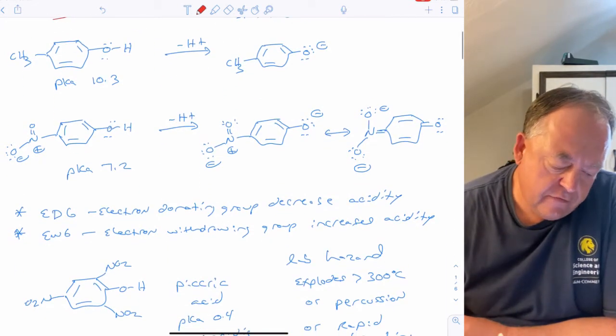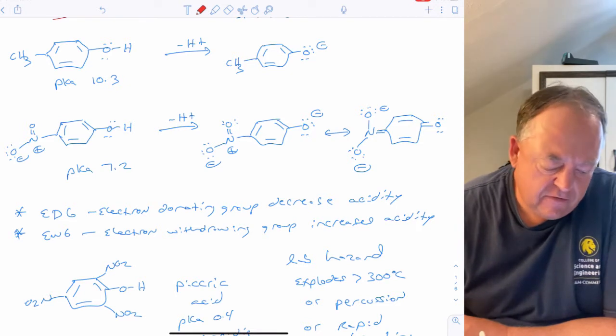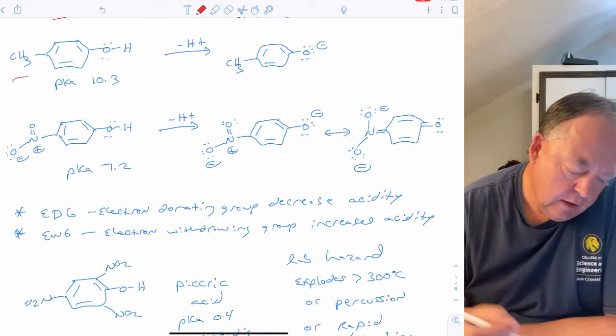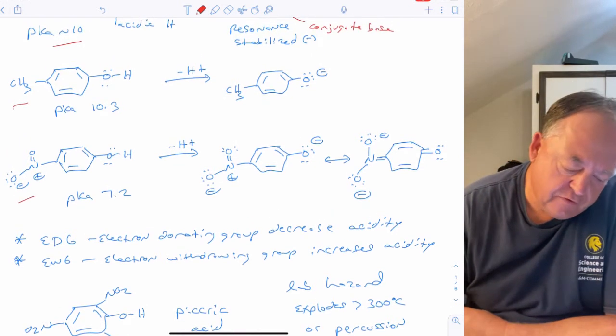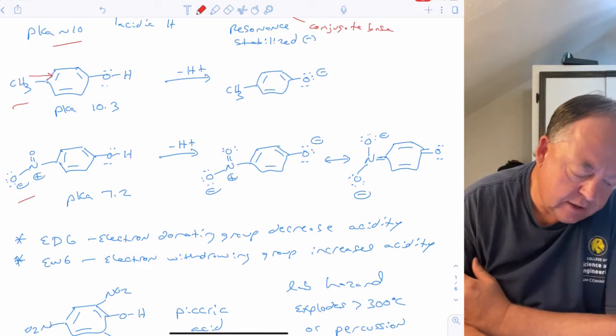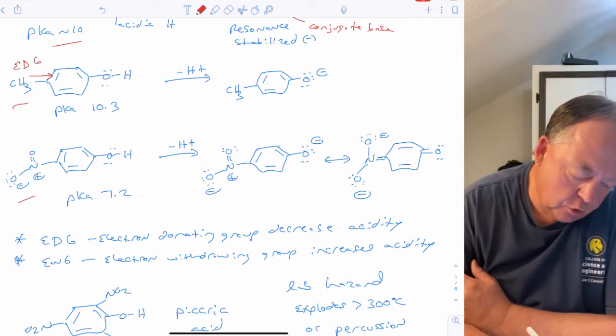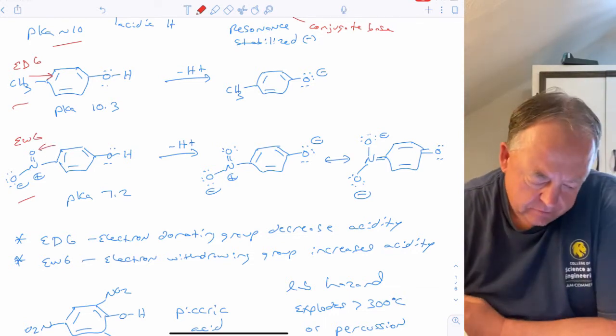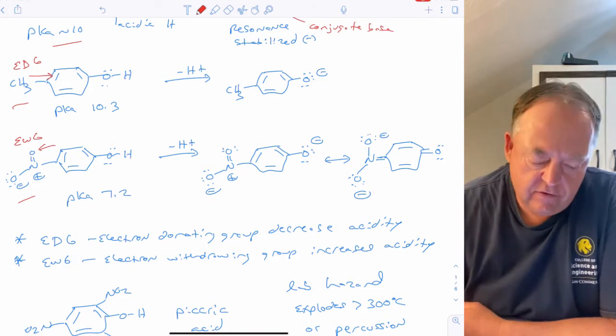Okay, so what if you have other things attached to the phenol, like a methyl group or a nitro group? If you remember, the methyl group is an activator, so it's an electron releasing, electron donating group, whereas the nitro group is an electron withdrawing group. It's going to be pulling electron density out of the ring, and that's going to affect the acidity of the phenol.